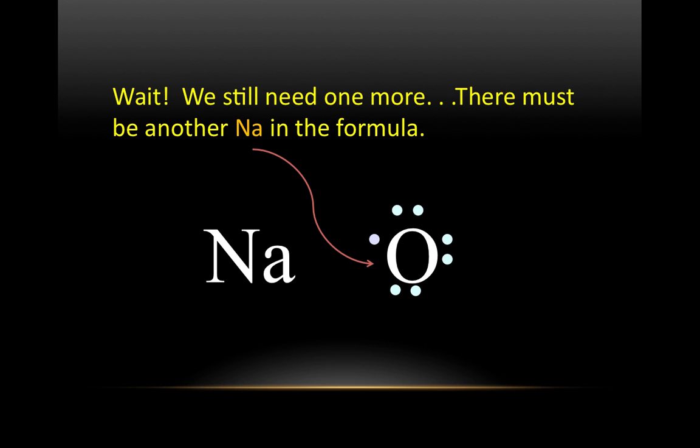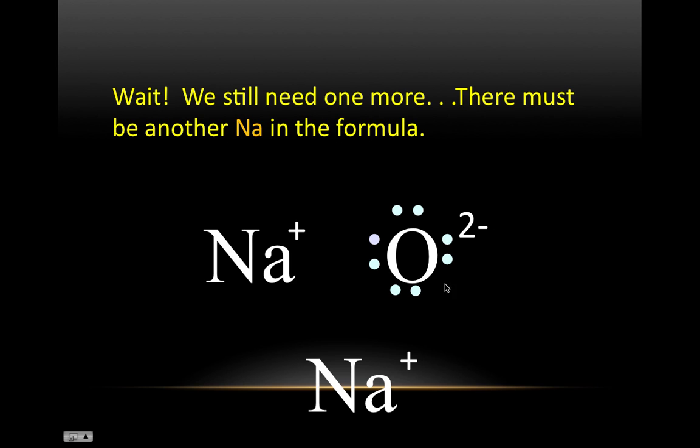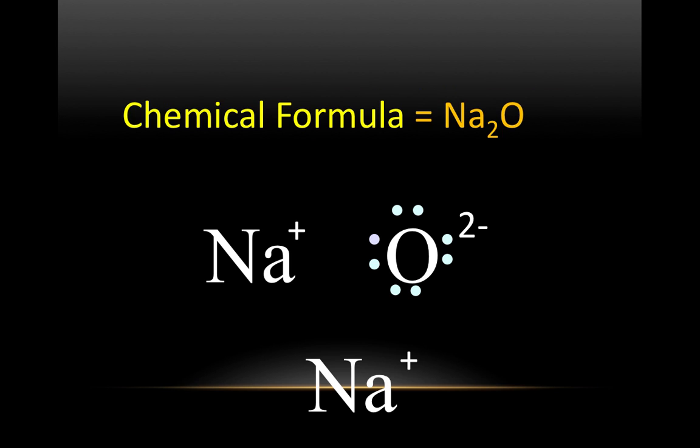So if sodium and oxygen were bonding and those were the only 2 elements, we'd know that there must be another Na in the formula. And that Na is going to give its outer valence electron to oxygen. So now that oxygen is happy, it's gained 2, and my 2 sodiums have lost 1. Remember, it's kind of counterintuitive. They've lost an electron that gives them a positive charge. Oxygen has gained 2 electrons, that gives it a 2 negative charge. So the chemical formula for this would be Na2O, 2 sodiums and 1 oxygen.